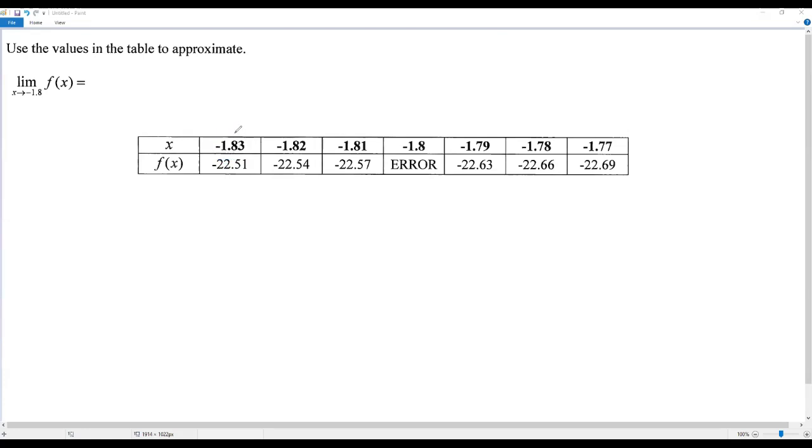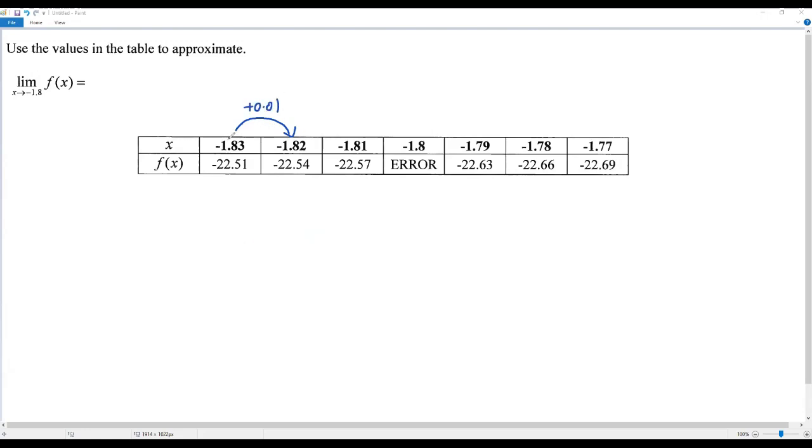Now if I go from negative 1.83 to negative 1.82, is the value of x getting increased or decreased? Clearly it's increasing. To know how much it has increased, we subtract the first value from the second value, that is negative 1.82 minus negative 1.83. Negative times negative becomes positive 1.83. When I simplify this, I get positive 0.01. So from negative 1.83 to negative 1.82, the value of x has been increased by 0.01.